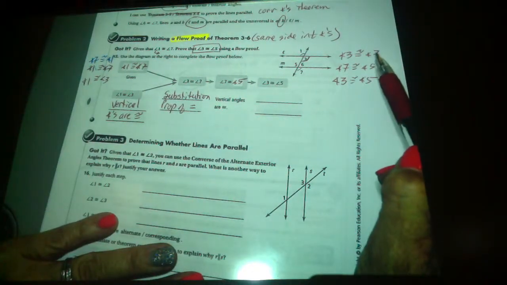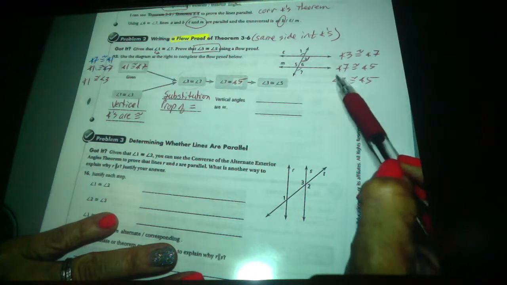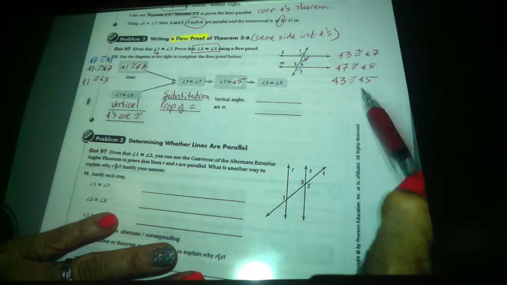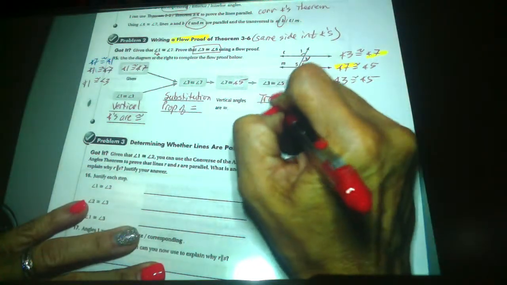What is that a use of? 3 is equal to 7. What you end up with here, you start with here, 7 is equal to 5. You put those together, that is the transitive property, right? Because what you end up with here is the same as what you start with there. And so this is the transitive property of equality.